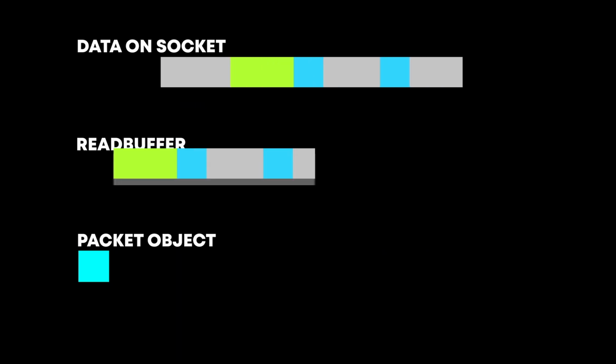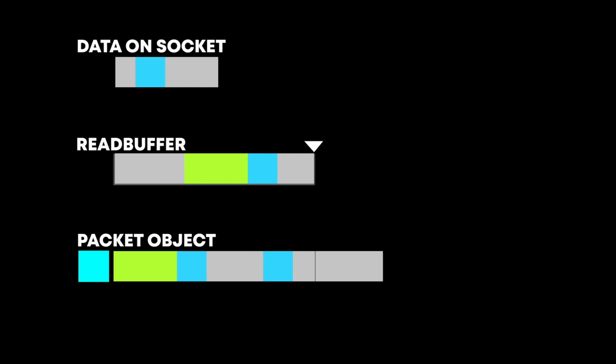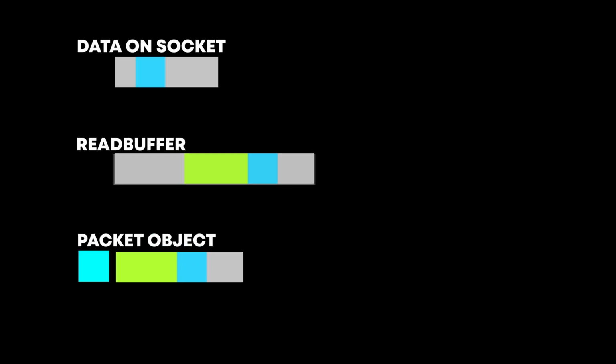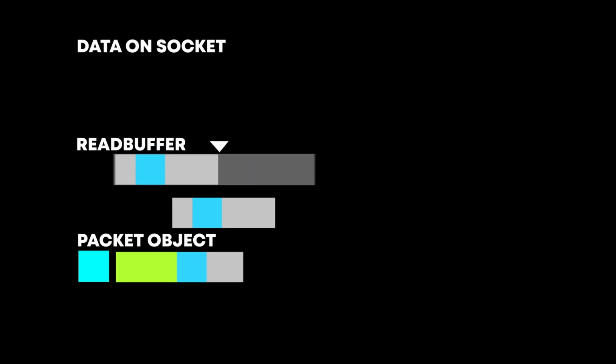Since TCP is a data stream, the next packet will be stacked right next to the previous one. This means the buffer can contain data from two different packets. I can tell that this is the case if the previous packet has been completely read, but the data length returned by socket.receive shows that there's still more bytes in the buffer. In that case, I can start reading a new packet from wherever the last one left off.